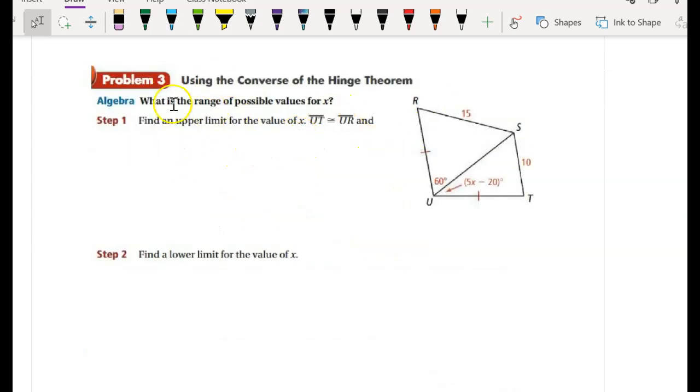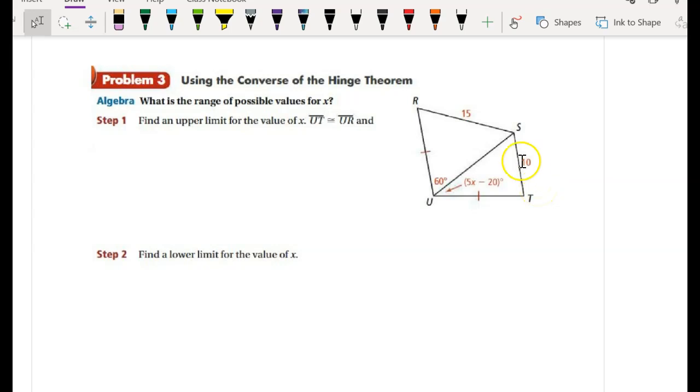Okay, this is our last problem. We're going to use the converse of the hinge theorem. So the first thing they want to know, what is the range of possible values for x? So I'm going to look at my diagram and see where x is. Okay, so x is associated with angle SUT. Now what do I know about angle RUS when I compare it to angle SUT? Which one's larger? Well, I know that the measure of RUS is larger than the measure of SUT.